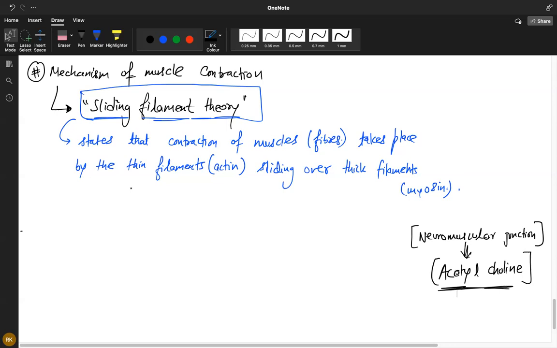Great. Now, after that, what will happen? Due to this action potential, calcium ions will enter into the sarcoplasm. Write down. Calcium ions influx. Influx means going in the sarcoplasm. Calcium ions will move into the sarcoplasm.